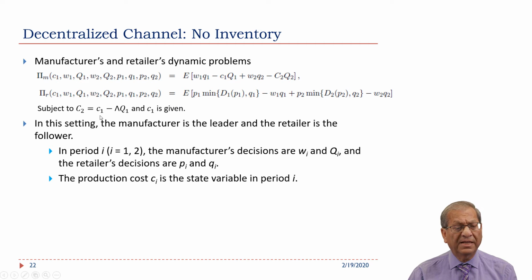Once again, the dynamic equation, or the bookkeeping equation, is C2 equals C1 minus lambda Q1, and C1 is given. Now, in period i, the manufacturer's decisions are Wi and Qi, and the retailer's decisions are Pi and Qi. The production cost Ci is the state variable in period i.